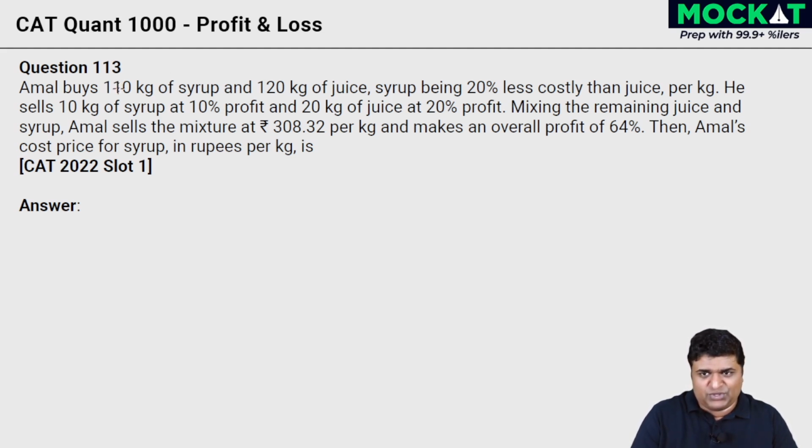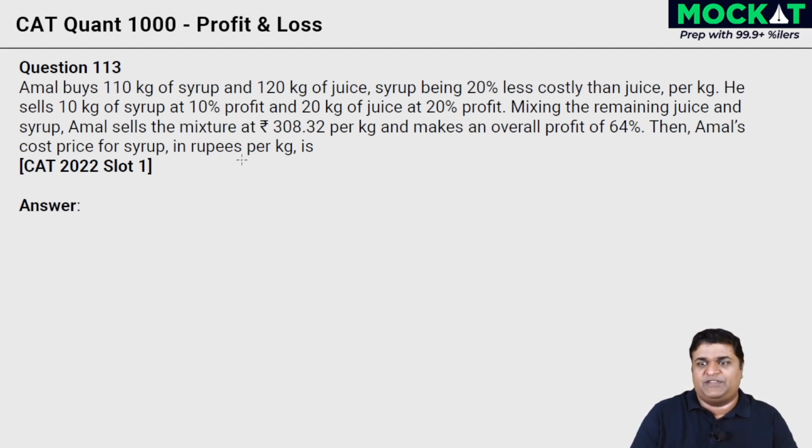Some portion of this is sold. 100 kg is left. And 20 kg of juice at 20% profit. From 120, 20 is sold at some profit. Okay, 100 kg is left. Two round numbers, 100, 100. Mixing the remaining juice and syrup, Amal sells the mixture at 308.32 per kg. Remaining 200 kg was sold at this price, fine, and makes an overall profit of 64% on this purchase price.